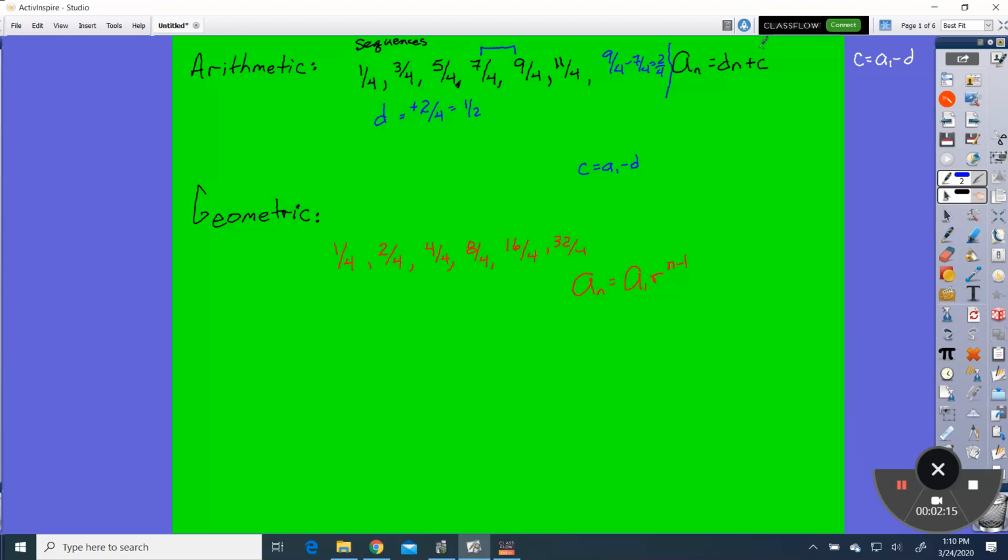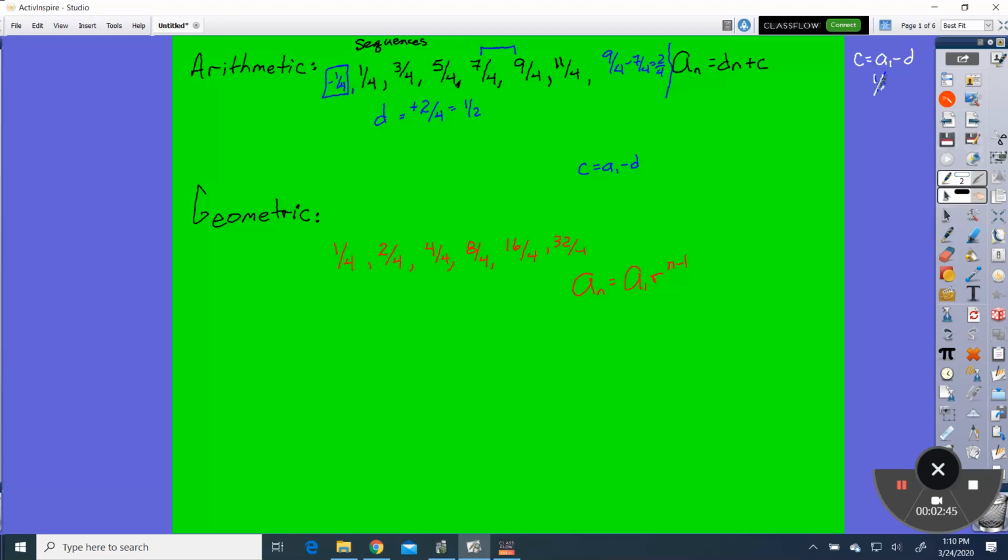Now this has a c right here, and it's like, well, what's c? We know what d is. D is the difference. N is the term number we're after. But what's c? Well, c is a1 minus d. I like to think of c as the term before the first term. Okay, so what's the term before the first term? If I go a half back this way, it's a negative 1/4.